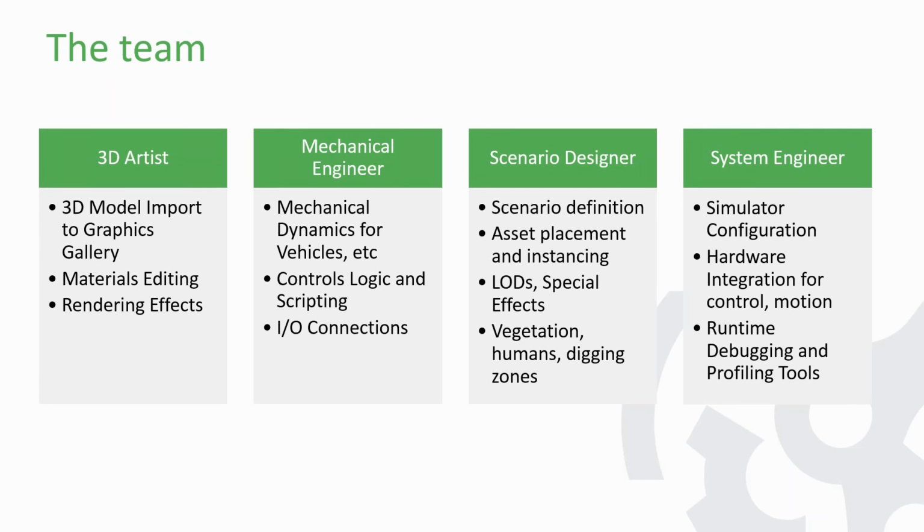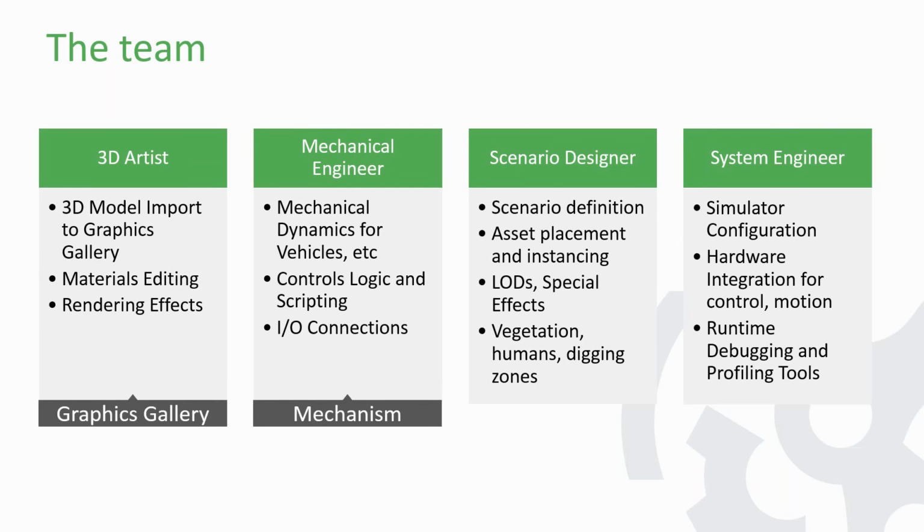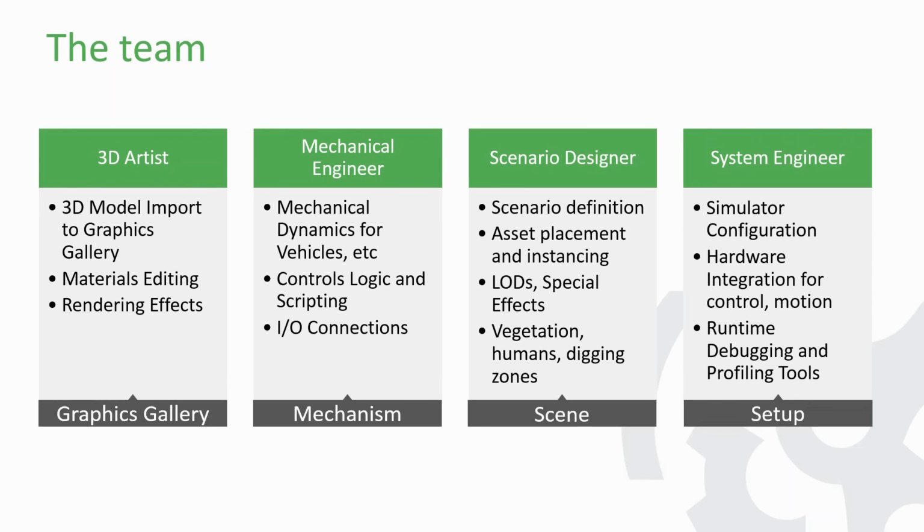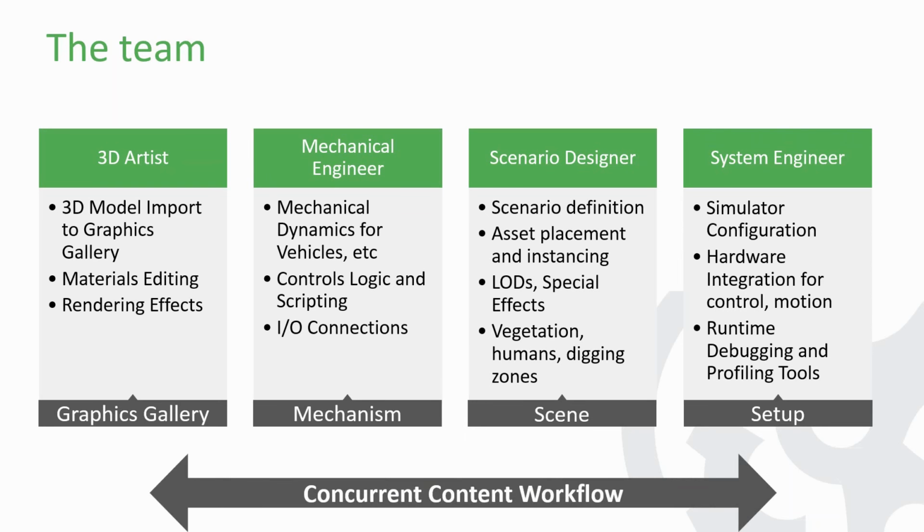Now, all of these specialties tend to use one type of file in Vortex. So the artist is in graphic gallery, the mechanical engineer is using the mechanism, the scenario designer is mostly going to work in the scene file, and the system engineer is going to prepare a configuration file using the setup editor. You'll notice that all of these are part of the Vortex scene, so it means that we can work as a team in parallel. It's possible to have a concurrent content workflow.